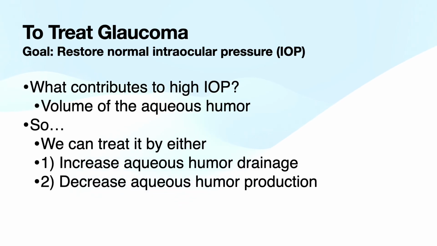So we know that glaucoma is because of abnormal or high intraocular pressure, and this pressure is coming from the aqueous humor. So to treat glaucoma, the goal is to restore the normal intraocular pressure. So we can either treat it by increasing the aqueous humor drainage and or decrease aqueous humor production.